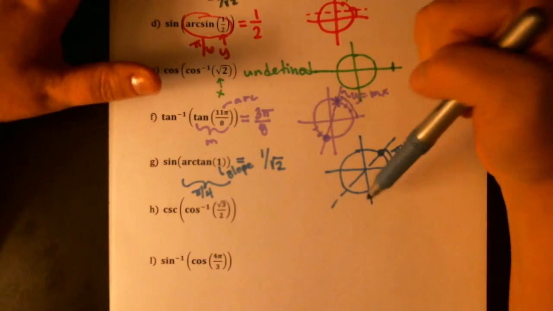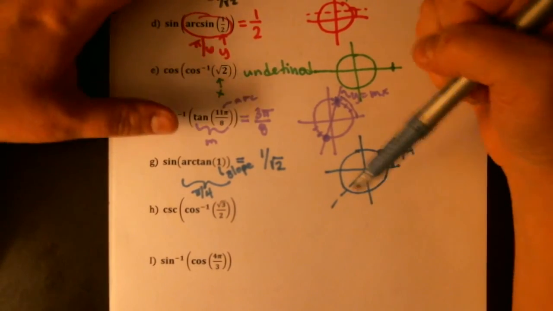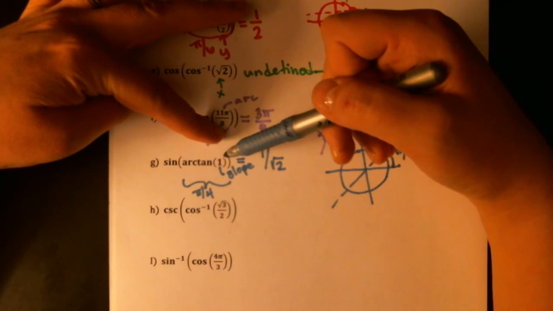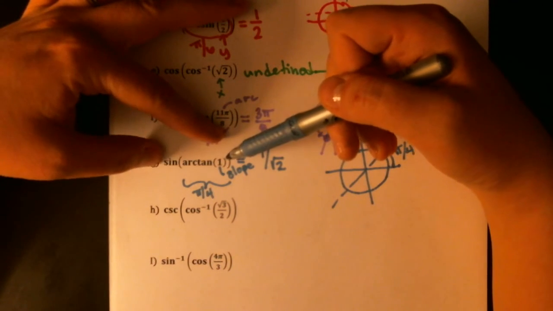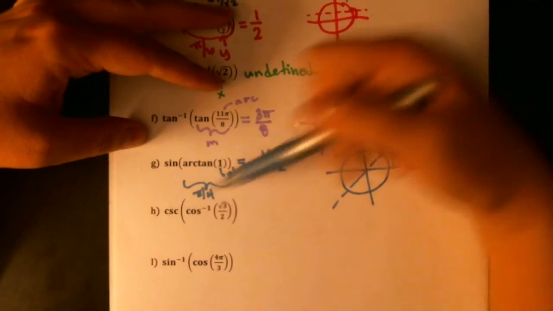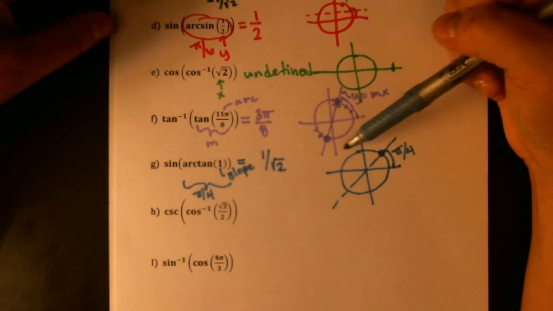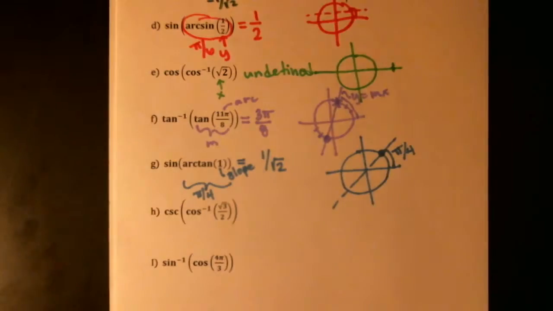If I'm sitting between negative pi over 2 and pi over 2 on the right half of the circle, and I have a slope of 1 connecting my point to the origin, can you tell me my y coordinate? That's what's really going on here. Given a slope, can you give me a y coordinate with the restriction that you have to be over here?